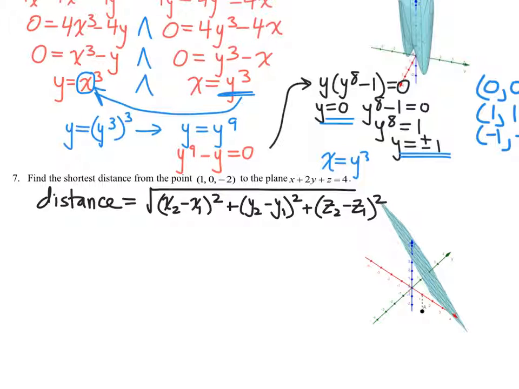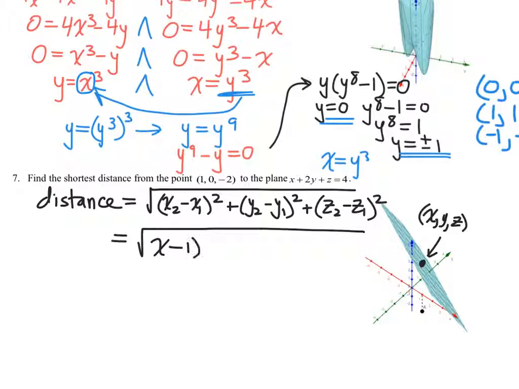So what we'll do is we'll call a point on the plane, any point that we want, it doesn't really matter. We're going to call that point x, y, z. All right. We're going to call it that because that's what it is. All right. So what I would say is x minus 1 squared plus y minus 0 squared plus z plus 2 squared.